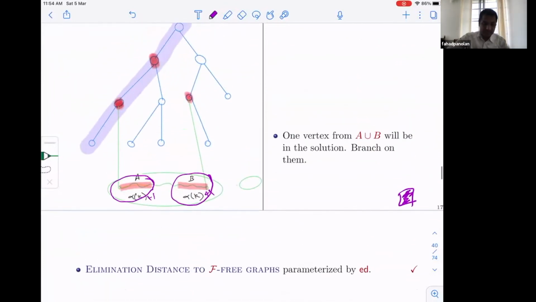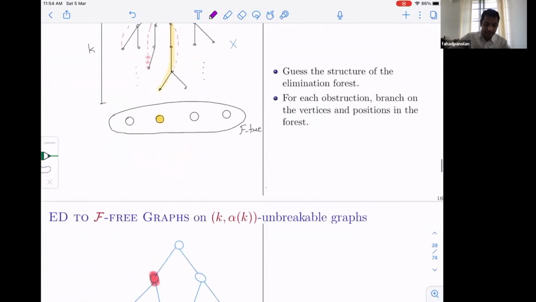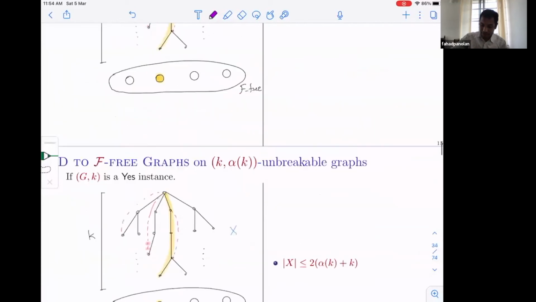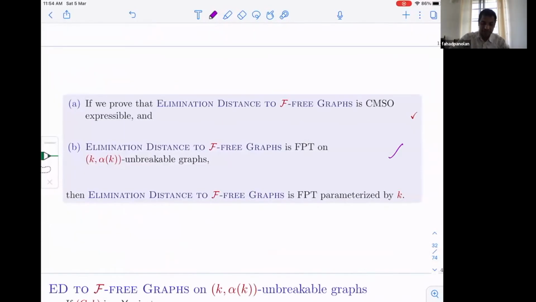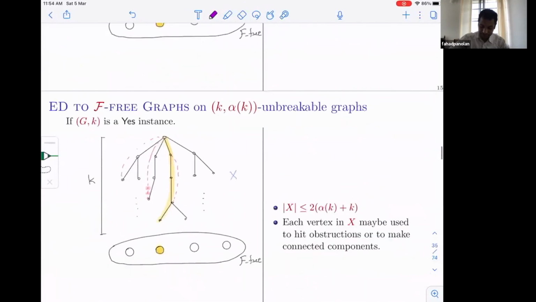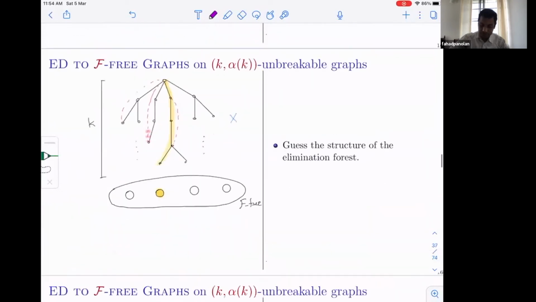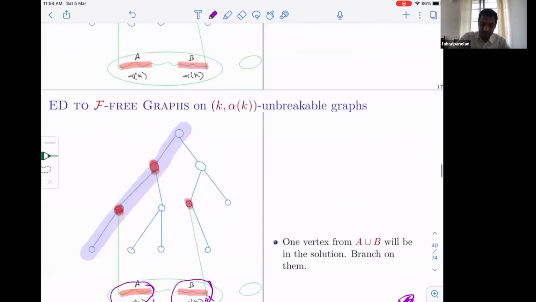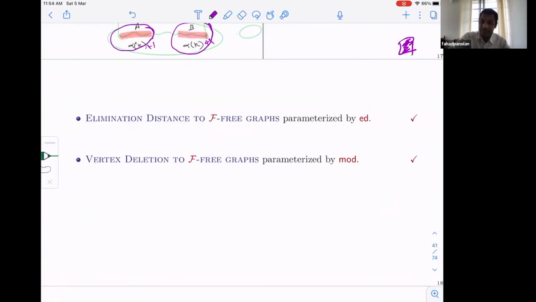So we proved condition A as well as condition B, these two conditions we proved. And this gives that elimination distance to F-free graphs is FPT, where the parameter k is the elimination distance. So what we got is that elimination distance to F-free graphs parameterized by elimination distance is FPT. It's similar to tree depth parameterized by tree depth. And the other one we already did, which is a simple branching algorithm.